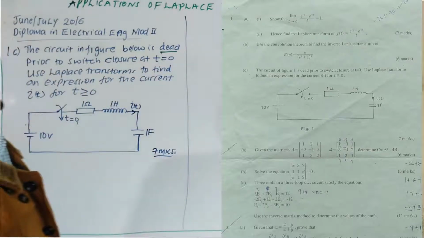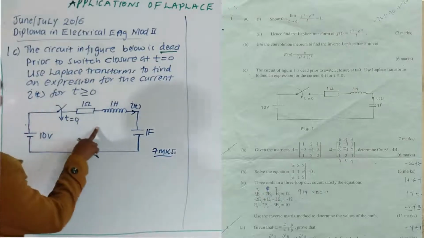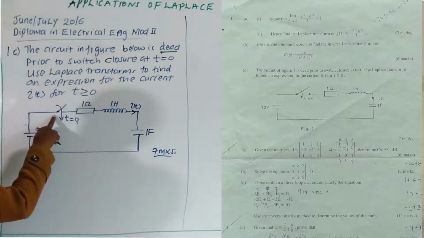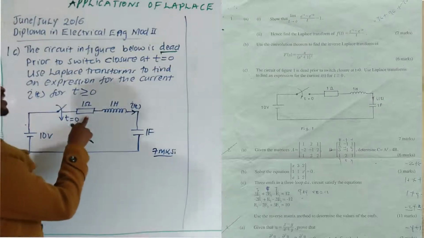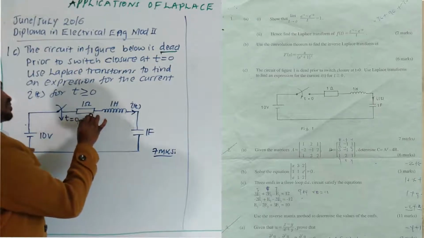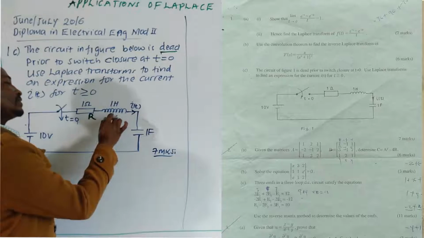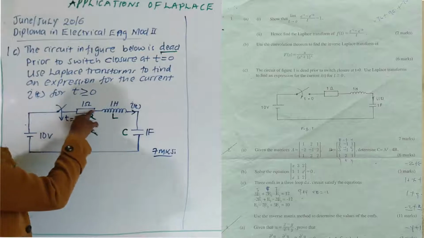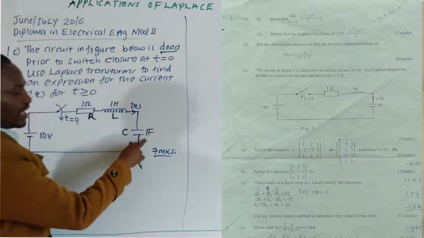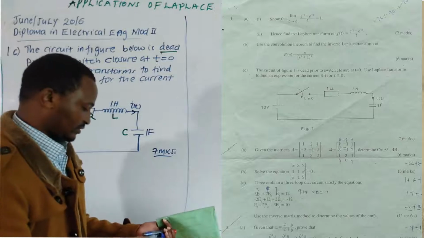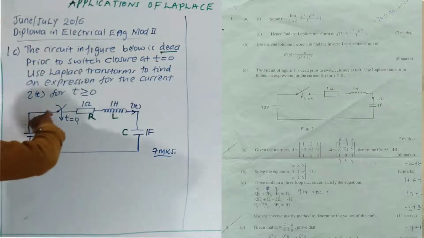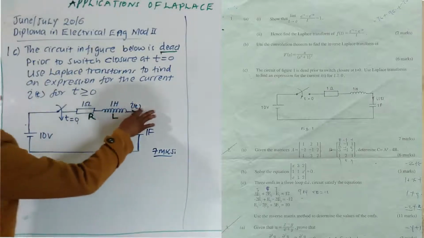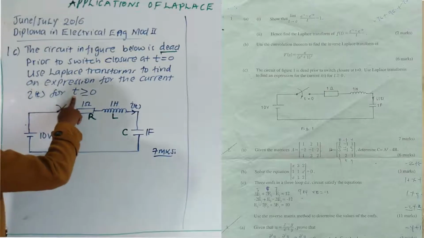Now we are given a series circuit. We have a 10 volt source of EMF. We have a switch which will be closed at t equals 0. Here we have a resistor, here an inductor, and here a capacitor. The resistor is 1 ohm, the inductor is 1 Henry, and the capacitor is 1 Farad. We are required to determine the equation of the current flowing through the circuit, i(t), at time t greater than 0.